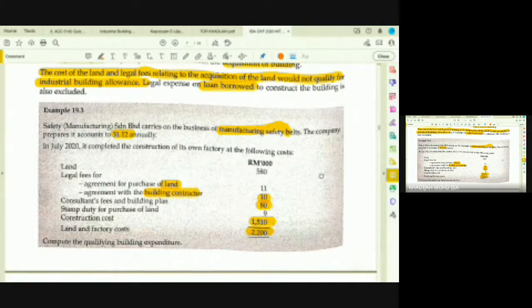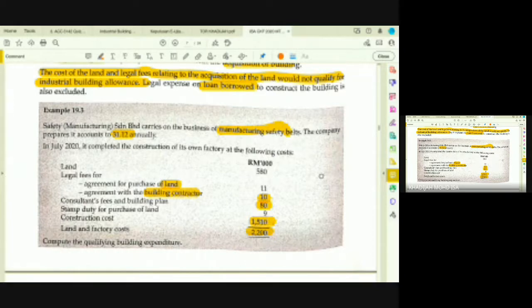Be careful also with the year end, because you have to look at when you incur the expense. Remember that when you talk about construction, sometimes it takes more than one year. The cost is spread over several years before the construction is completed. So I have to look at when you incurred the expense. In July 2020, with year end 31st December, this is YA 2020. It completed the construction of its factory at the following cost.